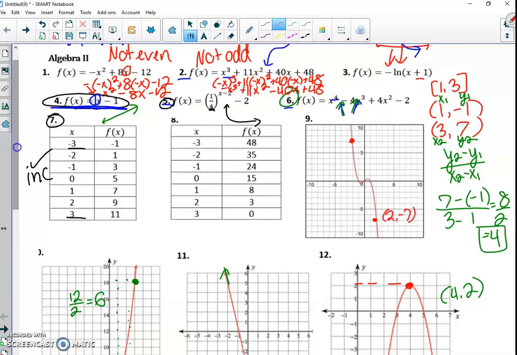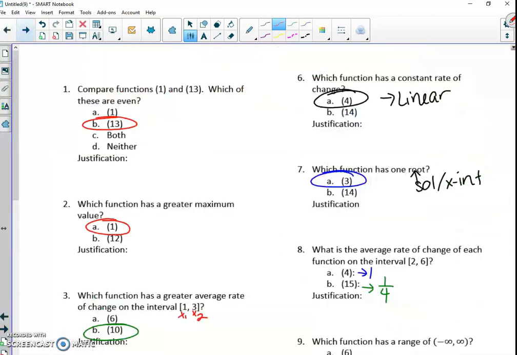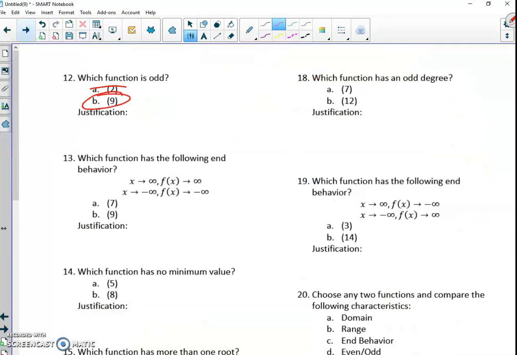-2, -7 versus -2, +7. It's the same point but reversed. So that one is odd. So number 9 here is odd, and then the other one is not. Okay, 13 says, which function has the following end behavior?